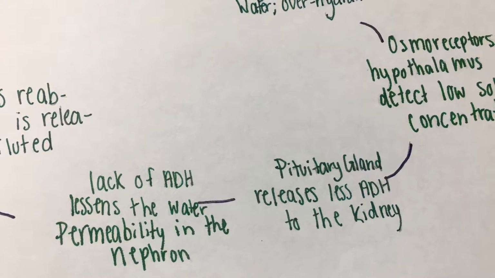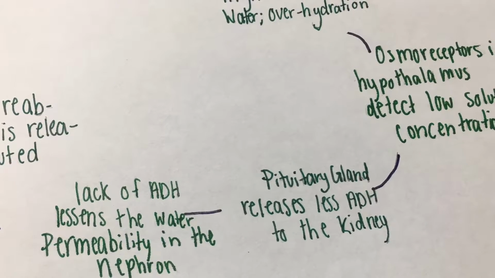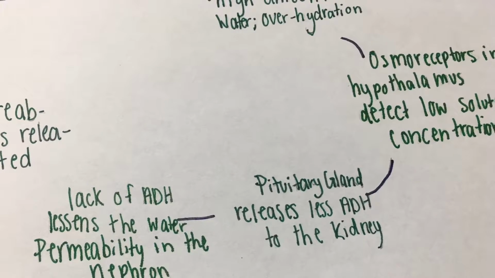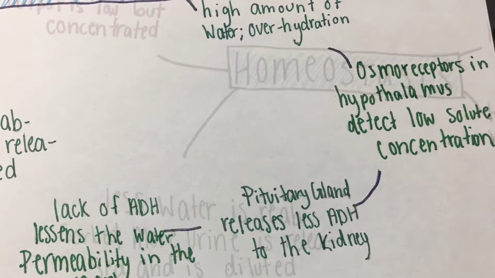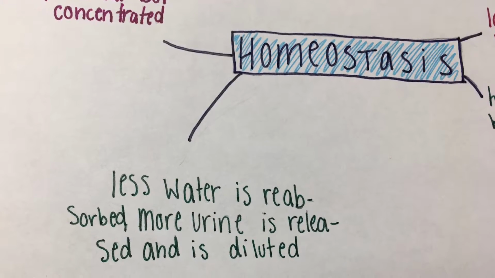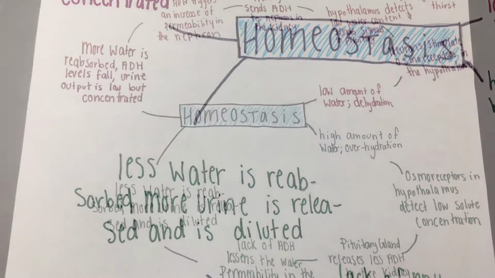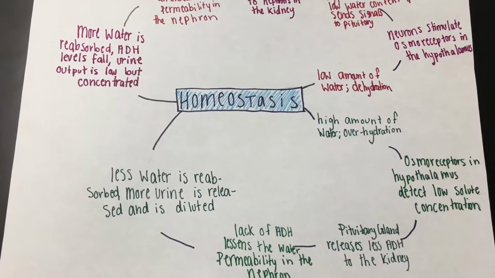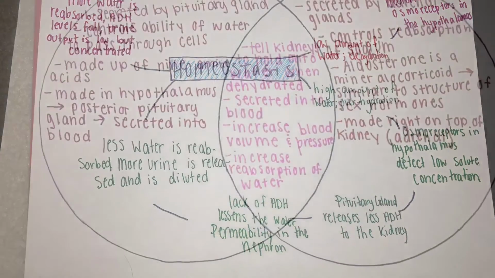But when water balance is high and you're overhydrated, osmoreceptors are stimulated and tell the hypothalamus that there is a low solute concentration, and the hypothalamus tells the pituitary gland to secrete less ADH. When the ADH levels fall, the collecting ducts are impermeable to water and more water is excreted rather than reabsorbed. When more water is excreted, more urine is released from the kidney and is diluted.